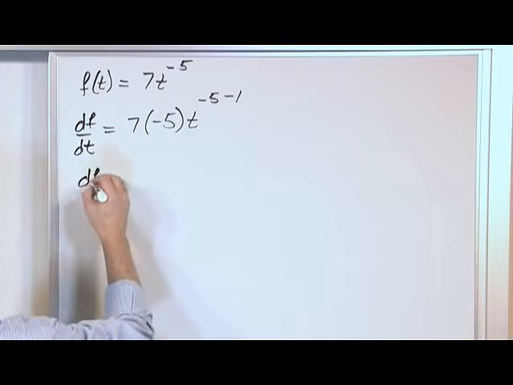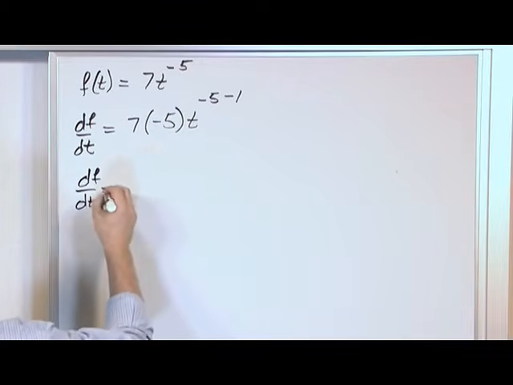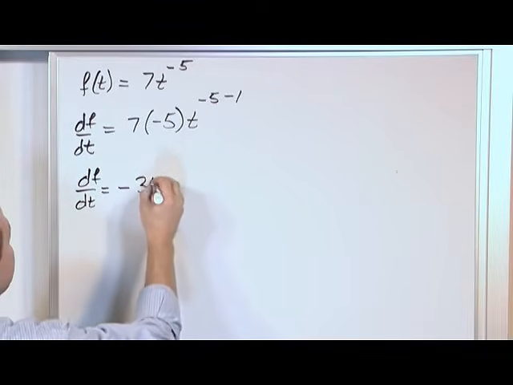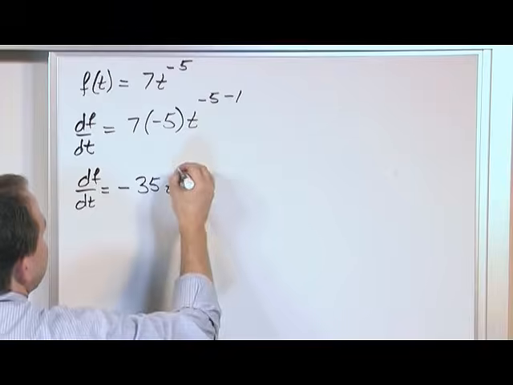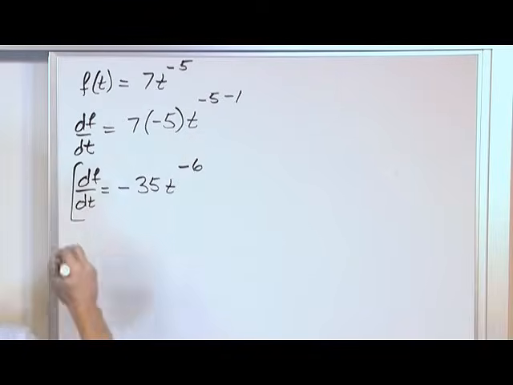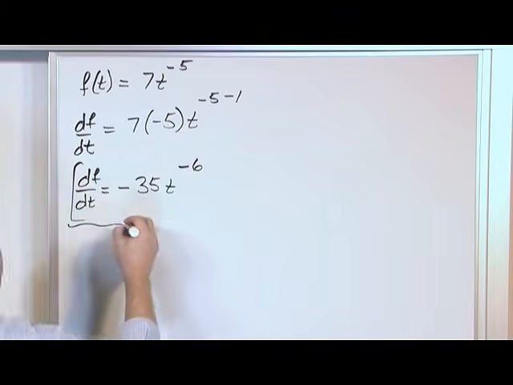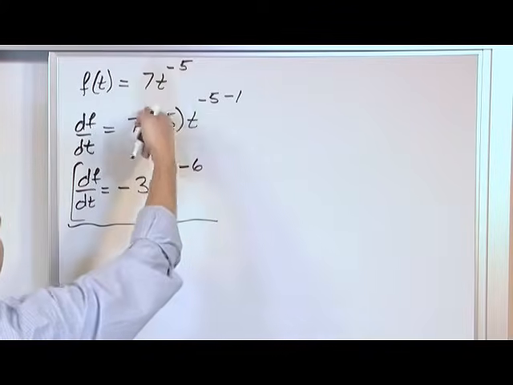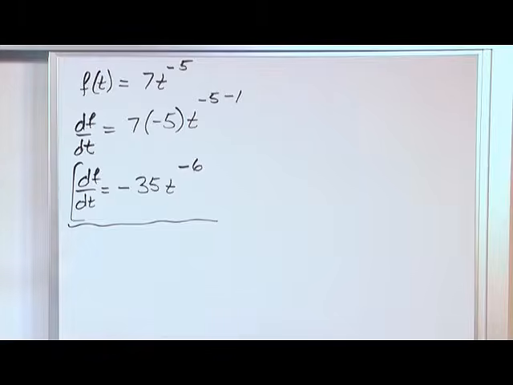So df/dt is equal to negative 35 times t to the what? To the negative 6. Negative 35t to the negative 6. Not that bad, because it's written in terms of this exponent that you already know how to deal with. But the next problem could trip some people up.